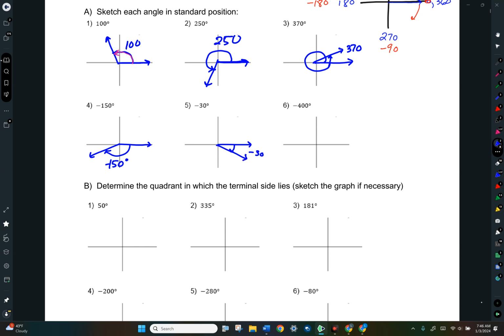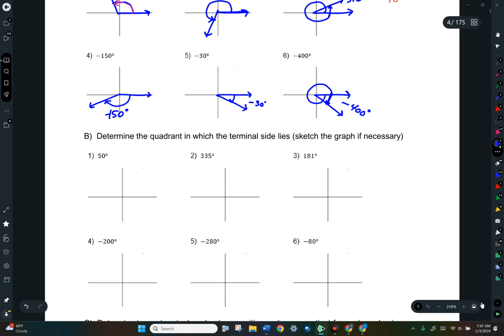So negative 30. And then negative 400. So here's my initial side. So all the way around to here is negative 360, and then I need to go another 40. So negative 400. So again, how exact do you have to be? Well, get it in the right quadrant and then show the angle of rotation, and then just label it.